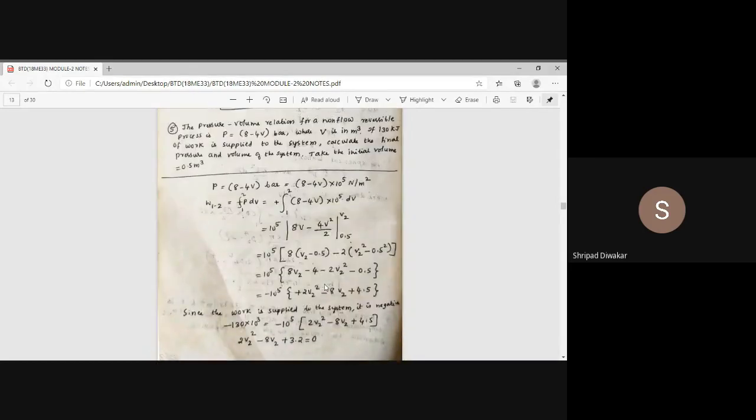And I'll explain one more most important problem. Such kind of question carries 10 marks. So this is the question asked so many times in the VTU exam.